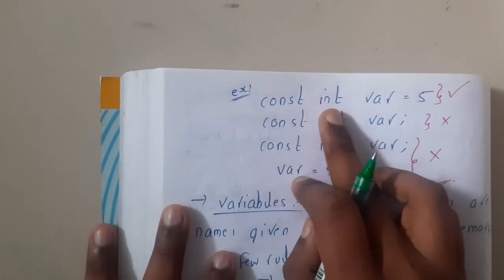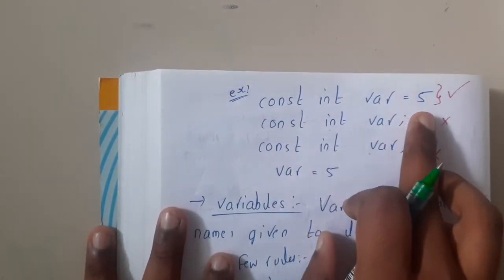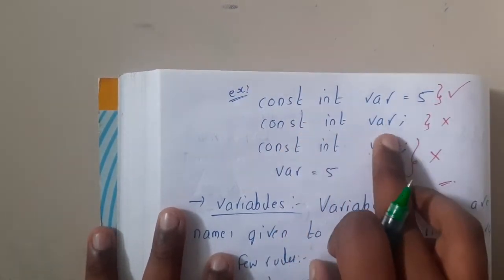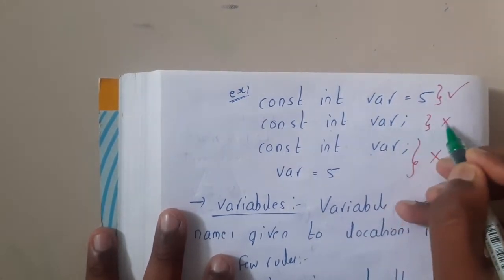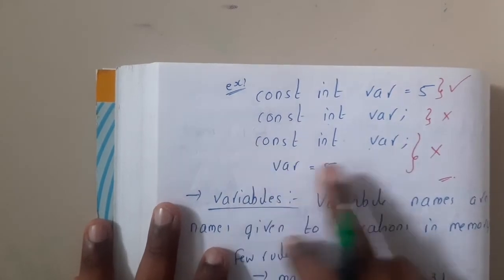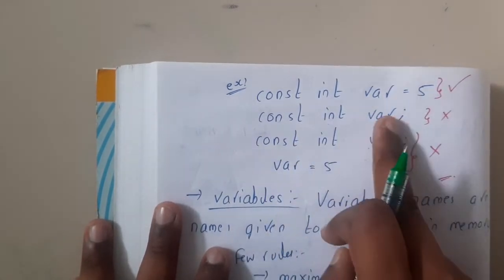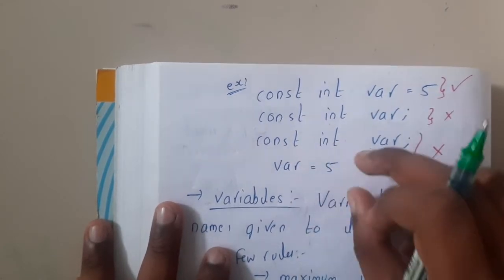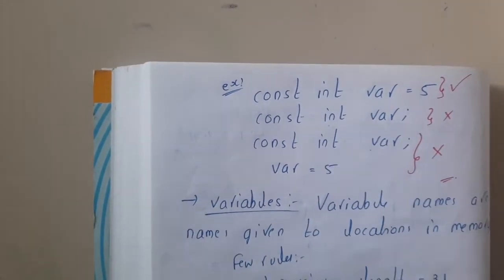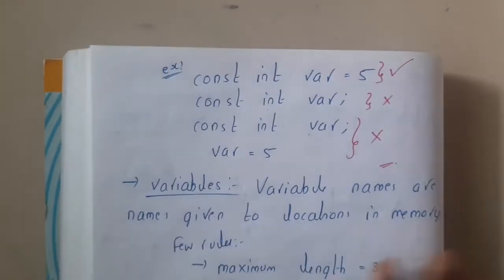Const int var equals 5. It is an integer number. Basically, it's mandatory to define the value here itself. If you are not defining it, you will get an error. Similarly, you might be thinking that, okay, I'll define it here and assign the value in the next step. This is also wrong, guys. This will also give you an error. Got it? Okay, so now let us go through variables.